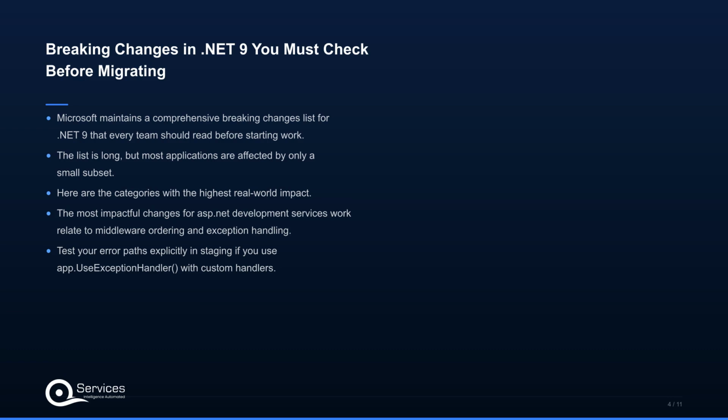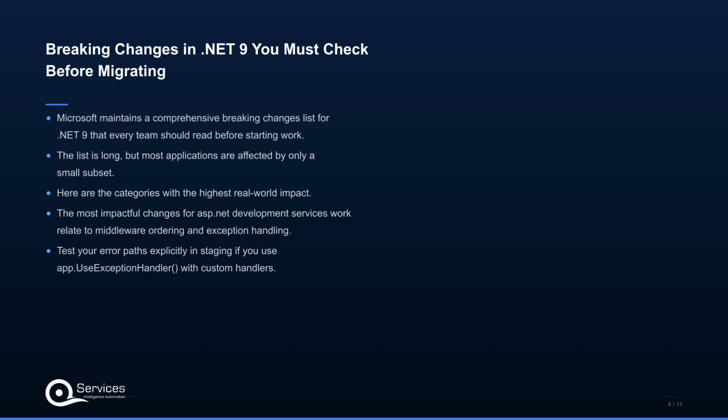The default exception handling middleware applies in a different order than in .NET 8, which can silently change error response behavior for applications that rely on specific HTTP status codes or response shapes. Test your error paths explicitly in staging if you use it with custom handlers.